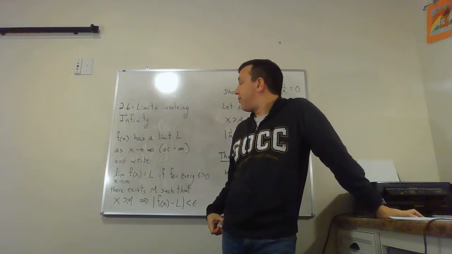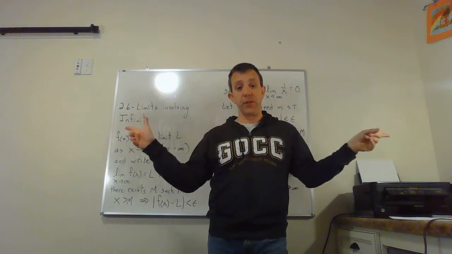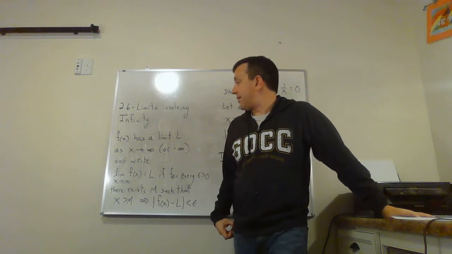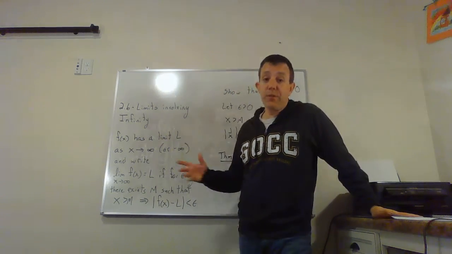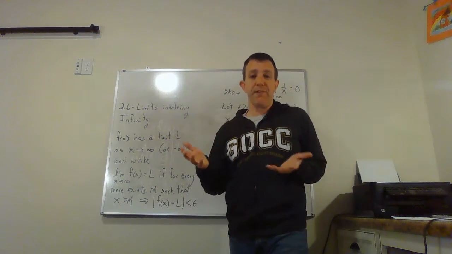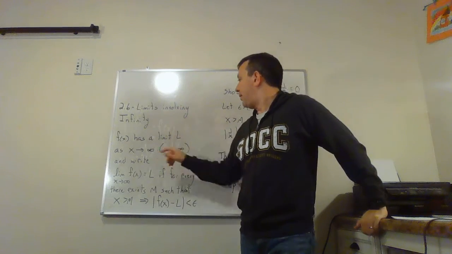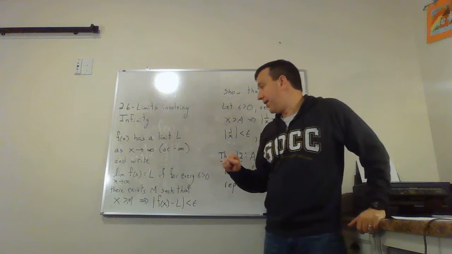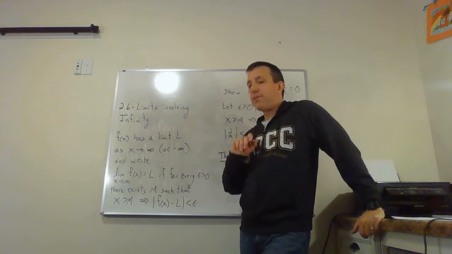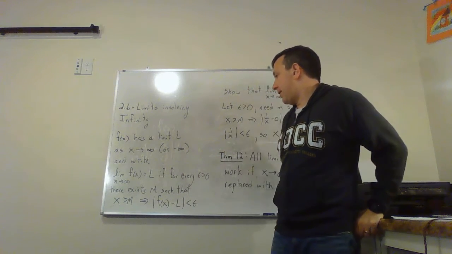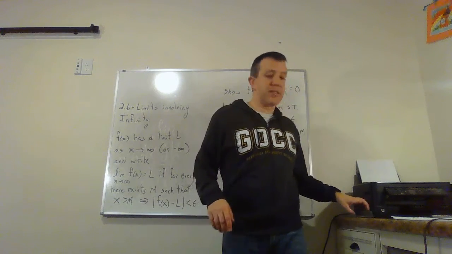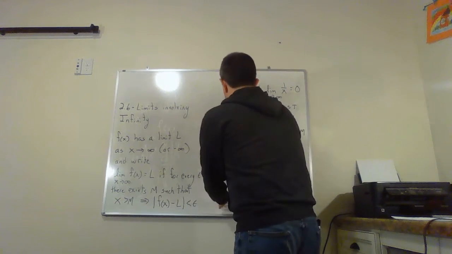We're going to look at what happens as you go out towards infinity. So f of x has a limit L as x approaches infinity, or you can do it with negative infinity. It's two different definitions. I wrapped them into one. And we write that the limit as x approaches infinity of f of x is equal to L if for every epsilon greater than 0, there exists m such that x greater than m implies that the absolute value of f of x minus L is less than epsilon.